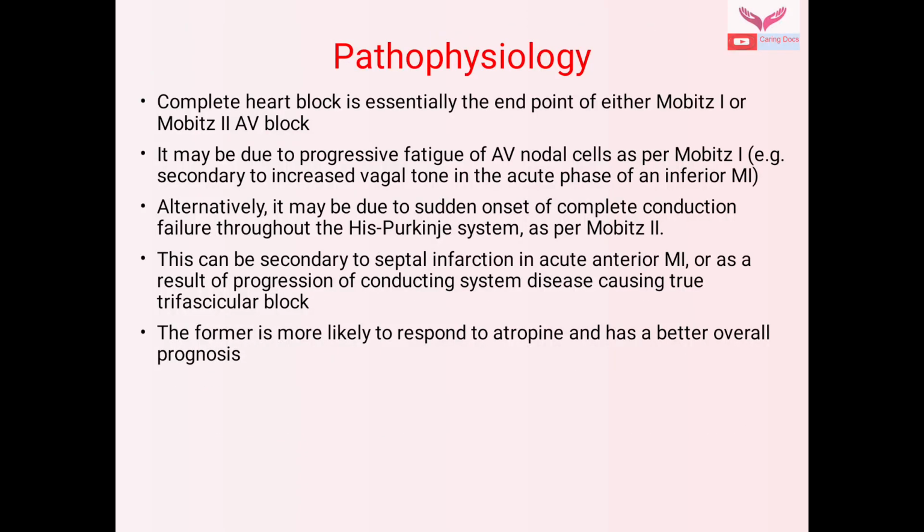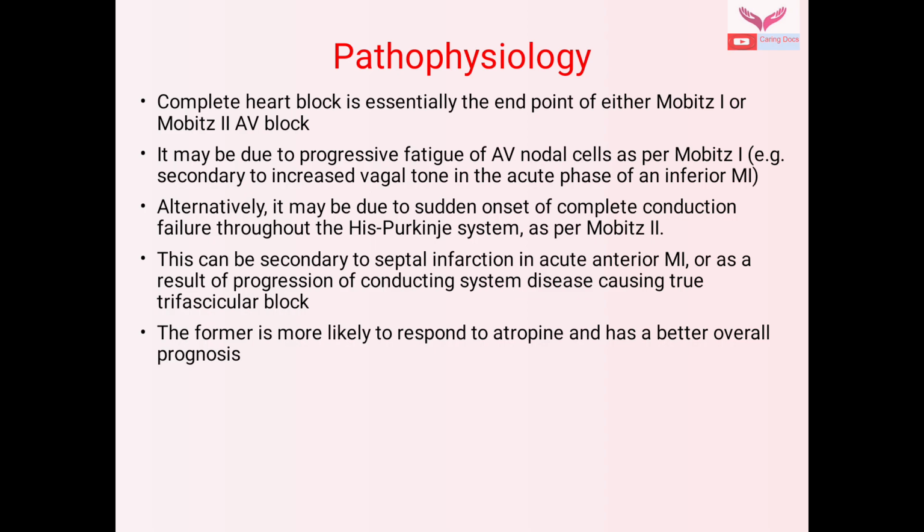Coming to the pathophysiology of complete heart block. Complete heart block is basically the endpoint of either Mobitz type 1 or Mobitz type 2 AV block. It may be due to progressive fatigue of the AV nodal cells as per Mobitz type 1, for example, secondary to increased vagal tone in acute phase of inferior MI, or it may be due to sudden onset of complete conduction failure throughout the His-Purkinje system as per Mobitz type 2 AV block.